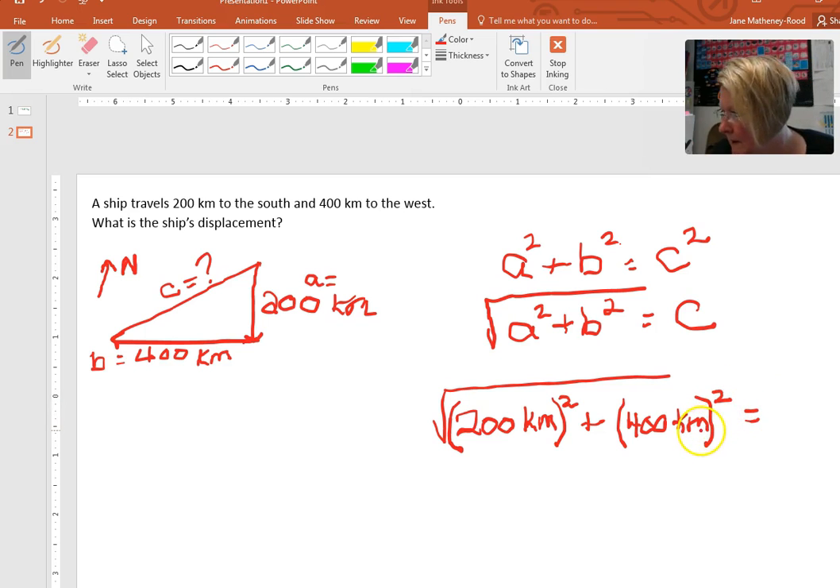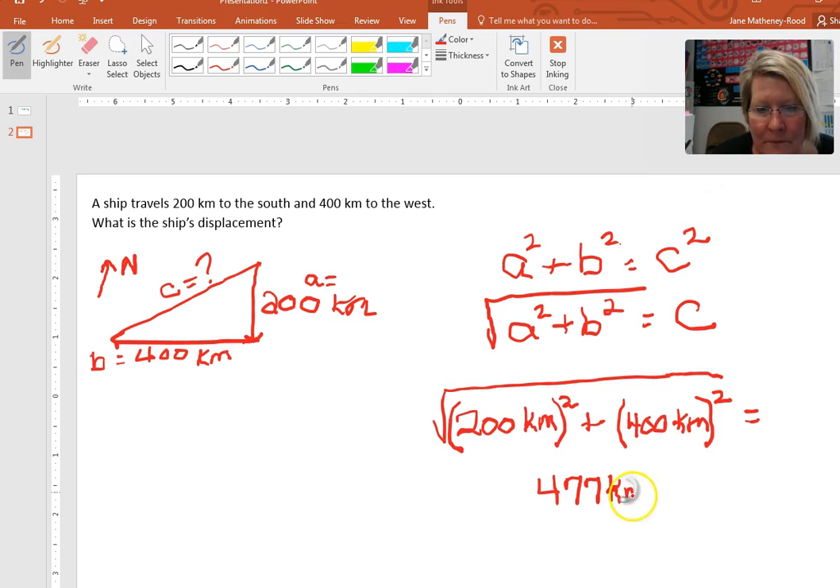And we end up getting our final answer. If you take 200 and square it and add it to 400 squared and then not forget to take the square root, you get 477 kilometers. Not the 600 kilometers if you would have done ordinary math. That's not what your answer is. You cannot do ordinary math when we're changing directions here. So our answer, once again, the ship's displacement, that is vector C over here, is 477 kilometers.